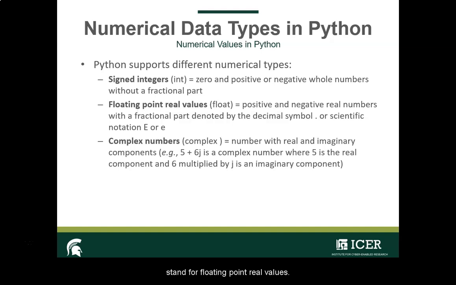Floats stand for floating point real values. These are positive and negative real numbers with a fractional component that is designated by either a decimal symbol or scientific notation. Python can also deal with complex numbers. Complex numbers can be a combination of real and imaginary components, such as the imaginary number I. However, be aware that if you are using complex numbers in Python, the I is replaced with a J.